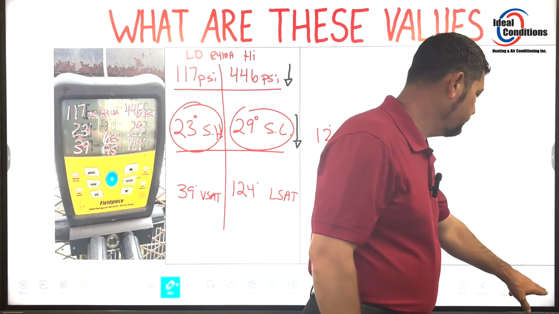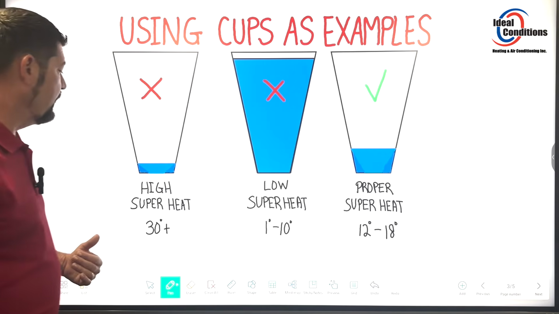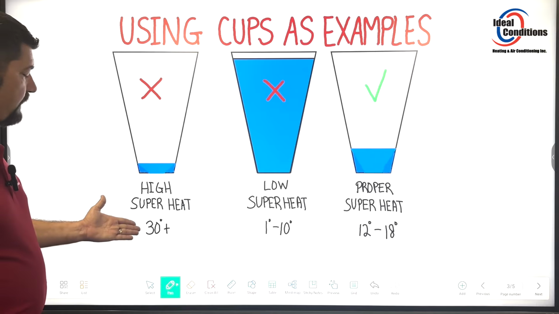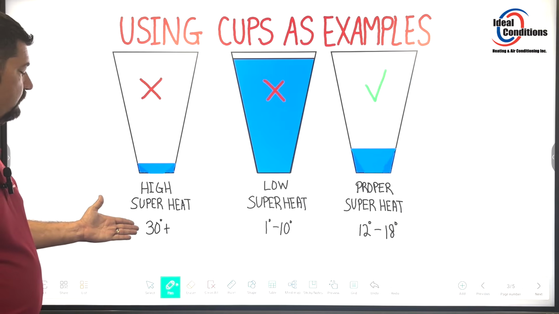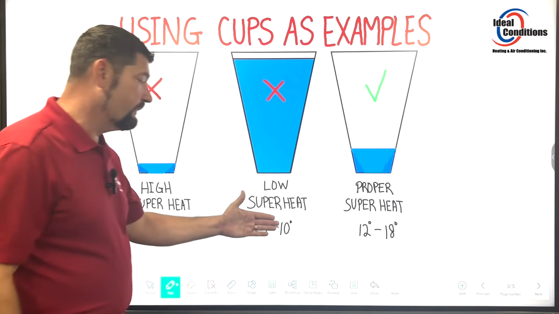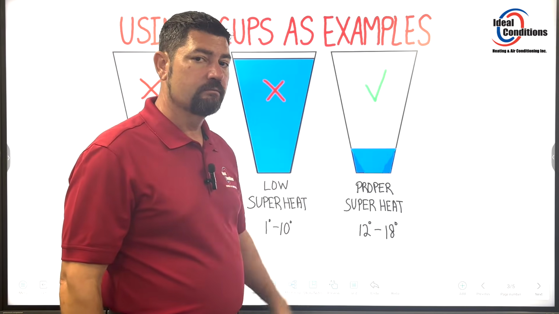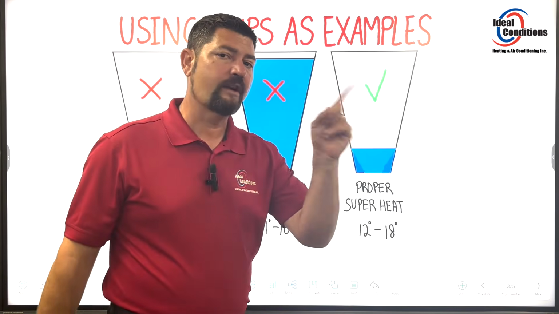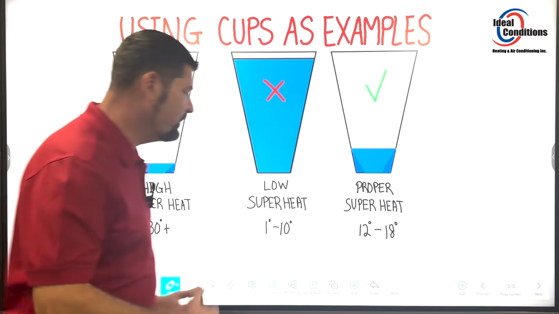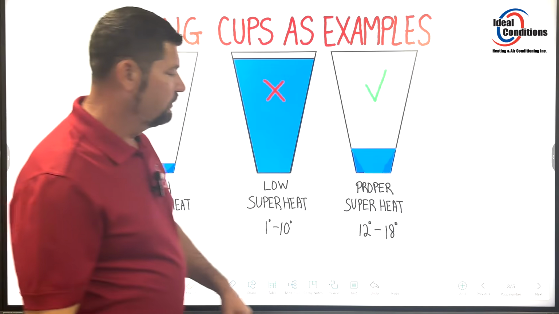Let's look at that for a second. Let's go back over here. I don't have a 30-degree superheat, right? So I can't say that I have a high superheat. I definitely don't have a low superheat, but I don't have the proper superheat. So there's one problem. Why don't I have the proper superheat? We're going to investigate that, but it's not a big deal because I'm within the range on that.